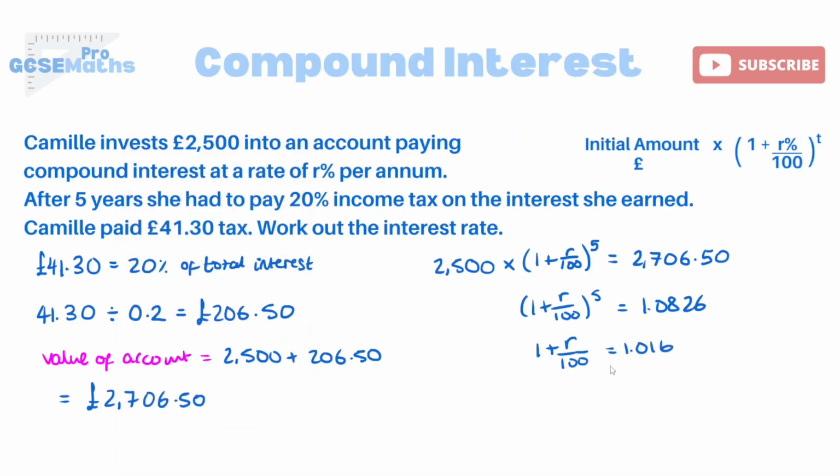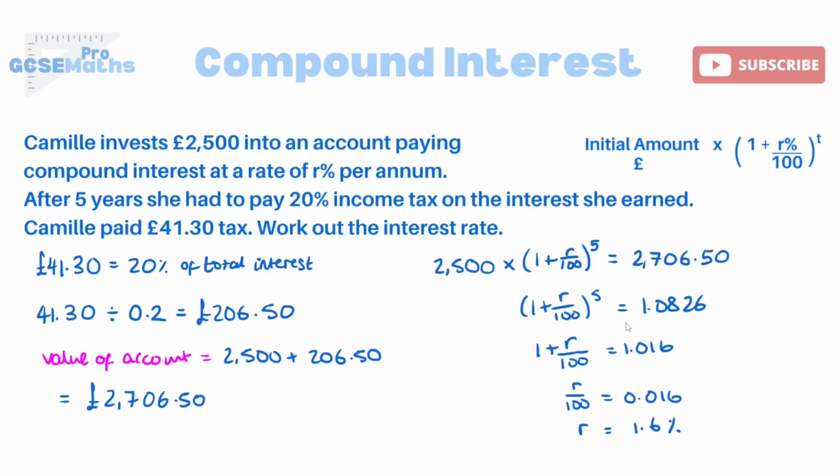Now, sometimes you might even be able to get to this point and go, oh, I can see what the interest rate is from here, but obviously we would technically subtract 1 from both sides to get 0.016, and then times it by 100 to convert it back to a percentage, which would give us 1.6%. So R is 1.6%, the interest rate is 1.6%.